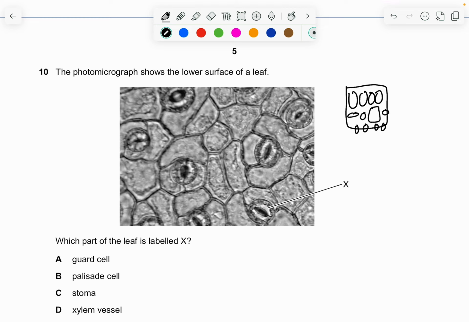So you can see that there's a lot of these types of cells, right? Which part of the cell in the leaf is labeled X? The answer is actually the guard cells. If you're asking where the stomata is, it's actually here. Alright.